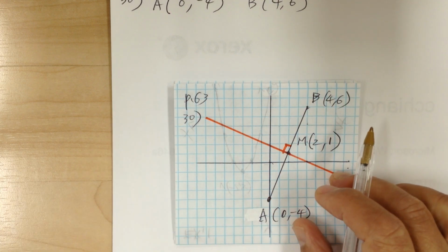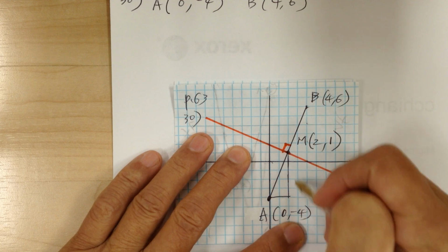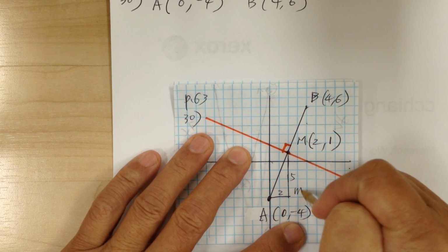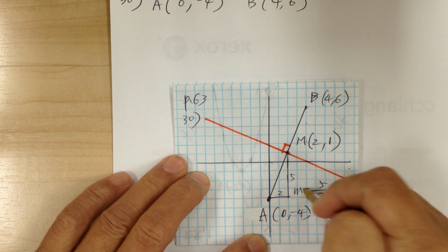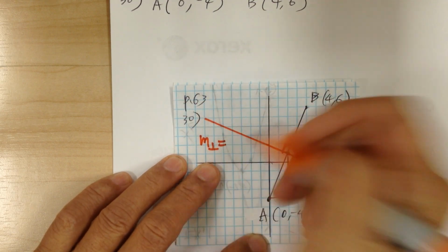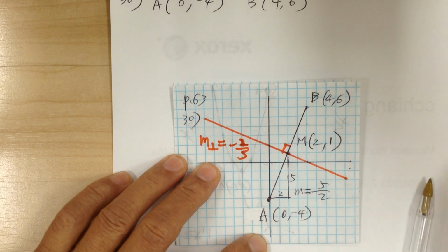So first, again, let's go and find the slope. To find the slope, since you have graph paper, it's very easy. This is 5, this is 2. So the slope is equal to 5 over 2. And so the perpendicular slope is equal to negative 2 over 5.